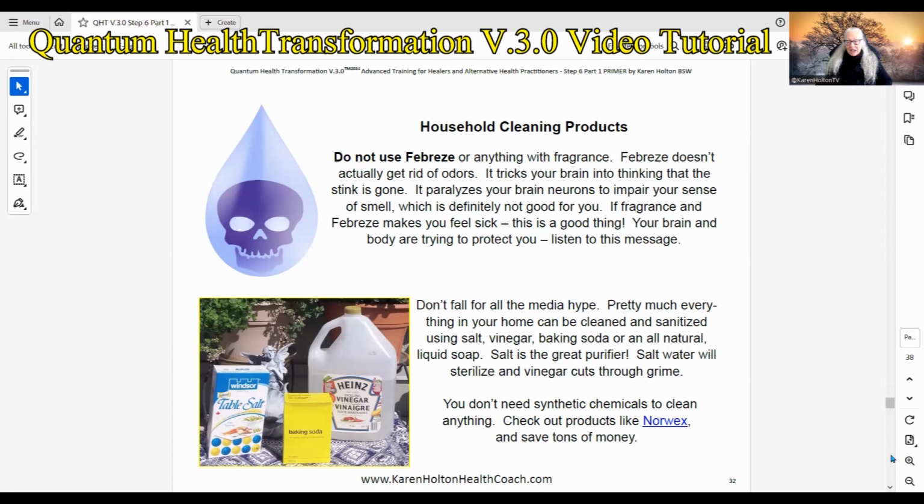You can also check out products by Norwex and save tons of money. Norwex is a company that embeds silver fibers into all their cleaning rags and cleaning cloths and cleaning things so that it naturally kills germs and you don't have to use toxic sprays or chemicals.